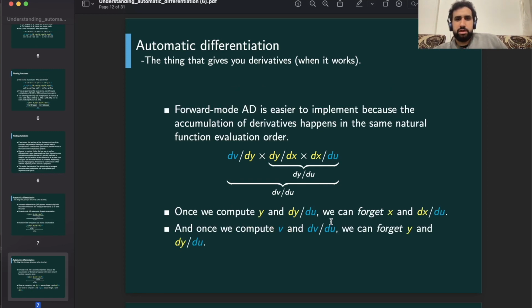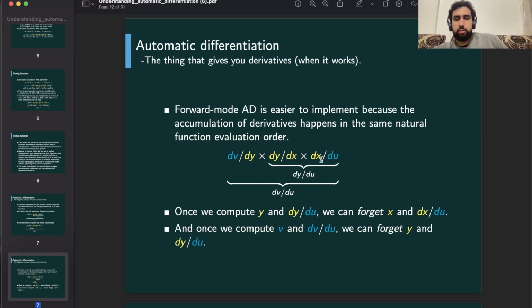So forward mode AD, as I said, just uses this forward accumulation concept, and it's generally much easier to implement compared to something like reverse mode AD. And the reason for this is because everything in forward mode AD follows the natural execution of functions. So when we're accumulating these derivatives, we first start with u, and then we evaluate dx du, and then we multiply it by dy dx, so we evaluate y and x, and then we multiply this out and we get dy du.